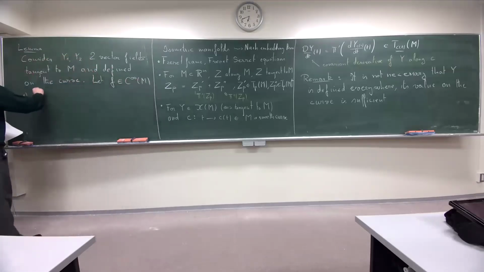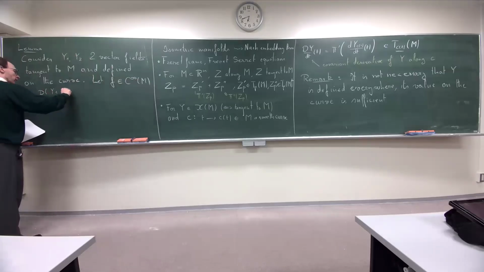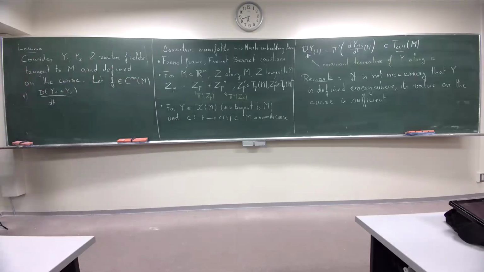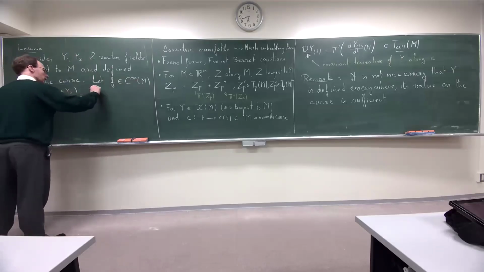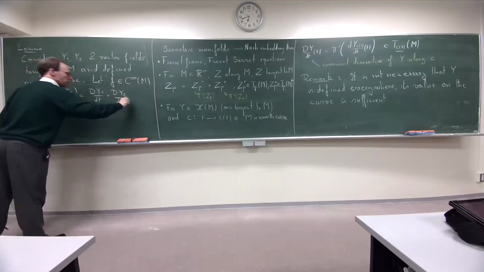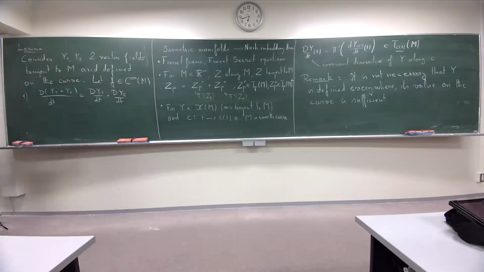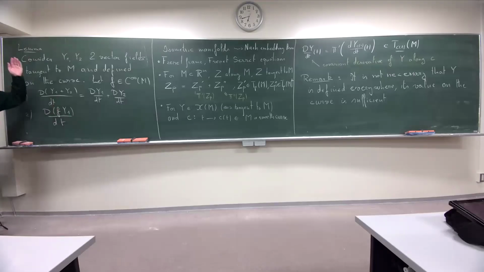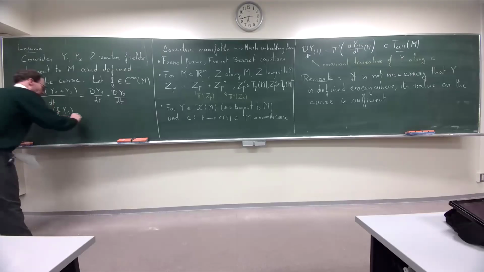Then what are the properties? D is a linear map in the following sense. D over dt of y1 plus y2, exactly this covariant derivative, is Dy1 over dt plus Dy2 over dt. You won't be surprised if you look at the definition. Now, the second one is what happens if you consider fy. You have a vector field, so you have arrows everywhere on your manifold, and you multiply them by a scalar, so you rescale them. What is the covariant derivative of this vector field rescaled? It's a kind of Leibniz rule.